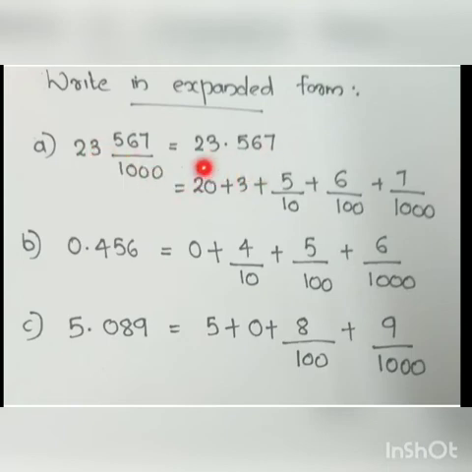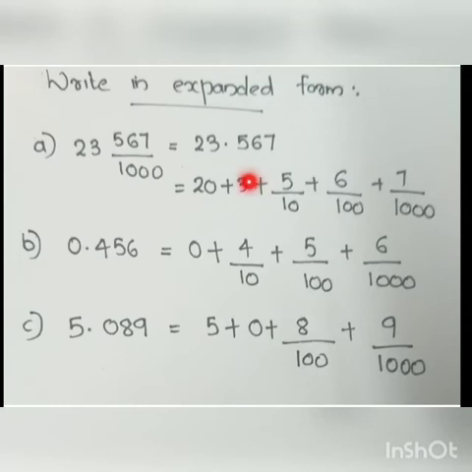Now how will you write in expanded form? Write the place value of each number. 23.567: the place value of 2 is 20, 3 is units, 3. Now after the decimal point, first one, 5. If the place value is tenths, isn't it? So 5 by 10. Then comes 6, 6 by 100. Then 7, 7 by 1000. So expanded form means you are writing the place value of each digit and adding. That is the expanded form.